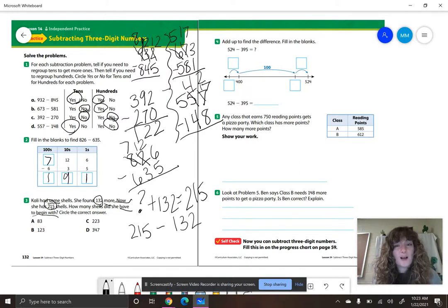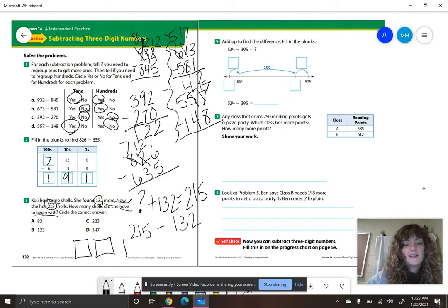I'm going to draw a picture for this. So I'm going to start with 200, 2 hundreds, 1 ten, and 5 ones. 2, 3, 4, and 5. Okay, so I have 2 hundreds, 1 ten, and 5 ones. I am taking away 132. I'm going to start with my ones. I can take away 2 ones.